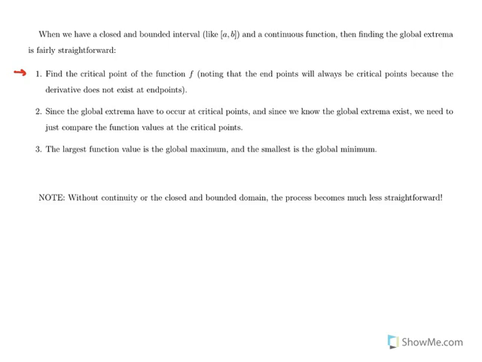Step two, once we have those critical points, we know that the global extrema exists, and we know it has to occur at one of those points. So we're just going to compare the function values at those critical points. We're going to plug the critical points into the function. And note that the largest function value we find has to be the global max, and the smallest one we find has to be the global min. I want to make very clear that without that closed and bounded domain, this process becomes much less straightforward and becomes more difficult. We are going to deal with both kinds of problems in this section and in the next section as well when we do application problems with optimization.